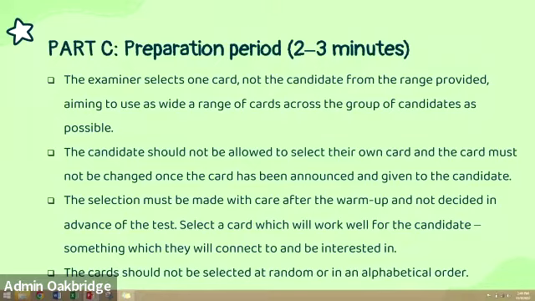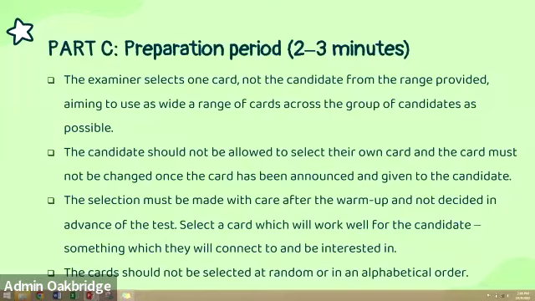Part C is the preparation period, and this will last about 2 to 3 minutes. What the examiner will do in this part is, the examiner will select one card, not the candidate, from the range provided. That means the candidate does not have the option to choose the card on their own. The examiner is the one who will choose the card for you, aiming to use as wide a range of cards across the group of candidates as possible.